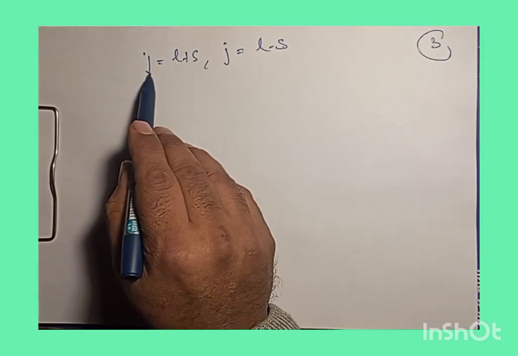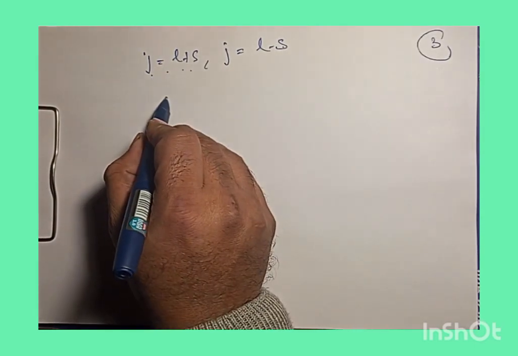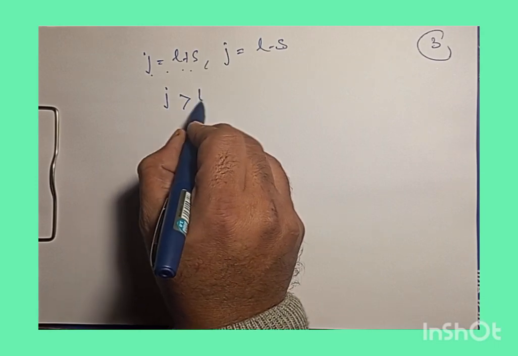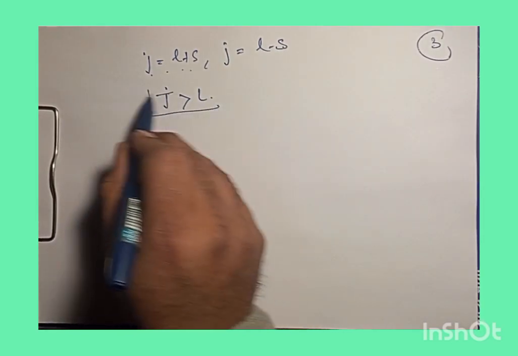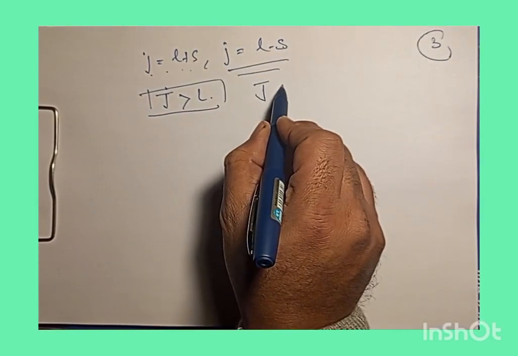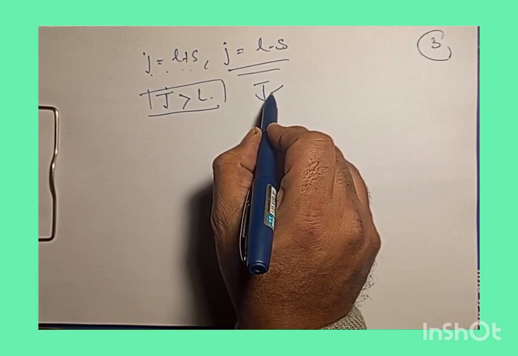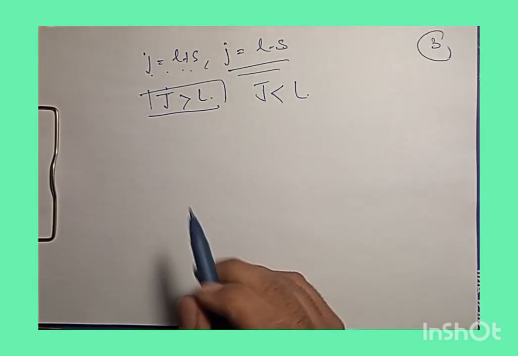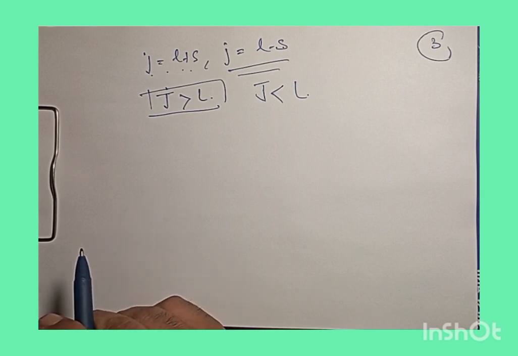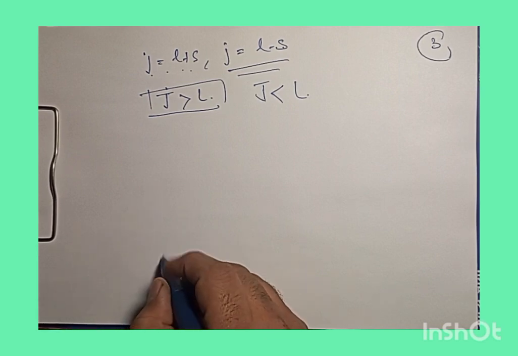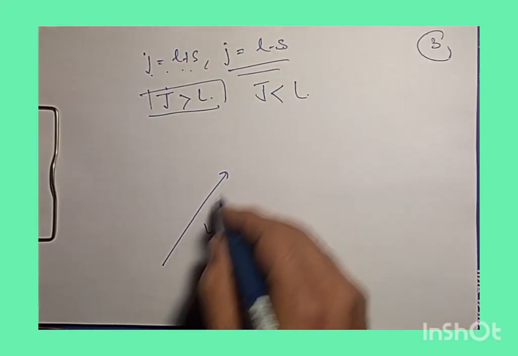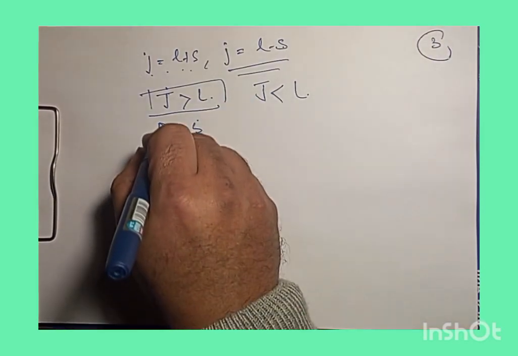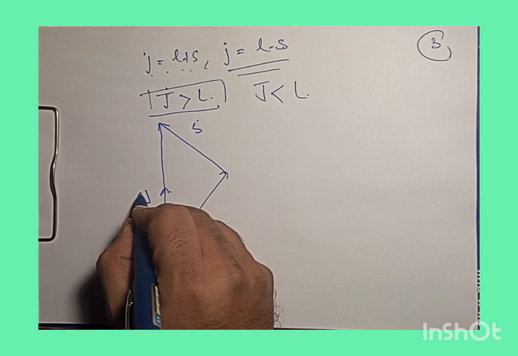Now, in case of J equal to L plus S, here certainly this J is greater than L, and in the other case the overall J is less than L. So how can we draw it vectorially to have at least a feel of what I'm trying to say? Suppose we have L given by this vector, and in the same order we have S. Then this closing vector is my J.